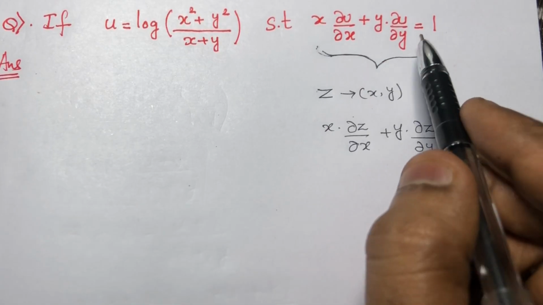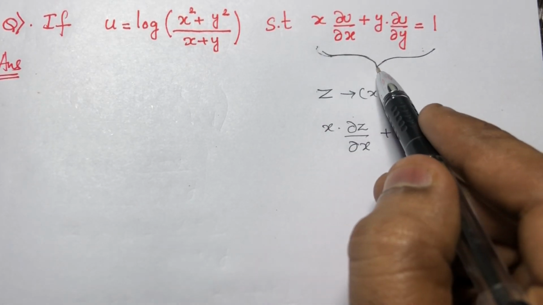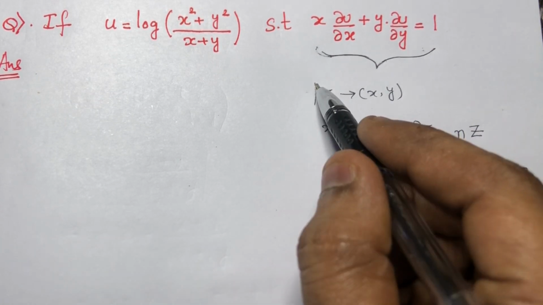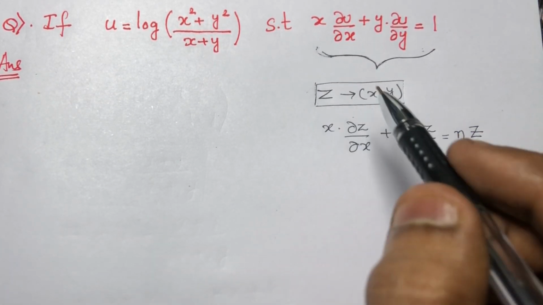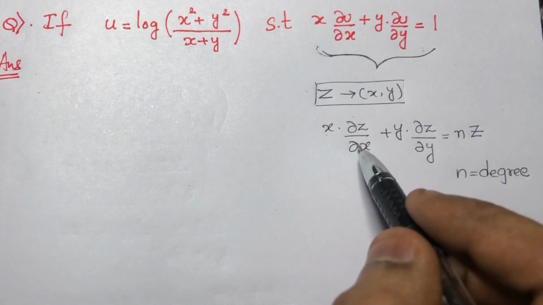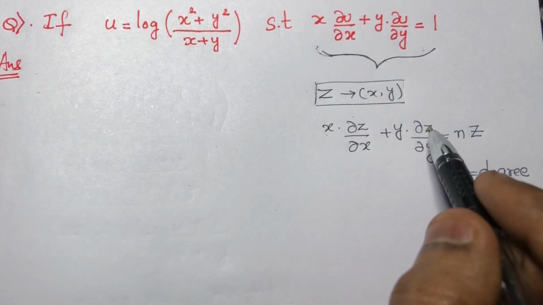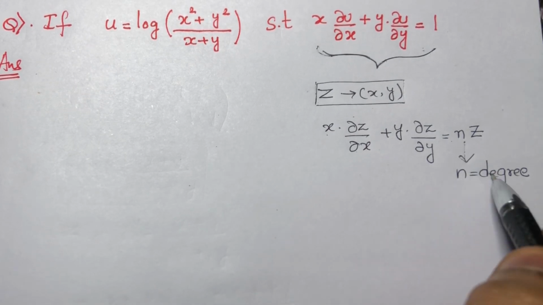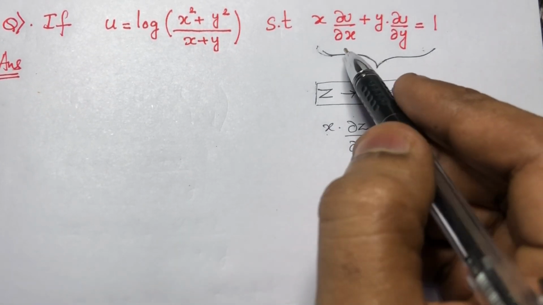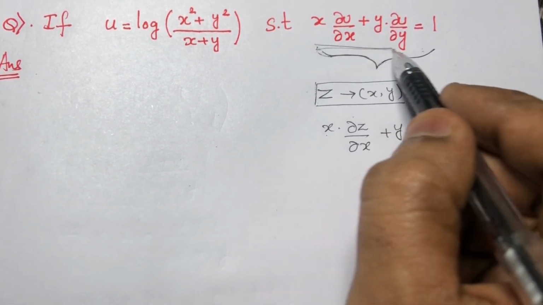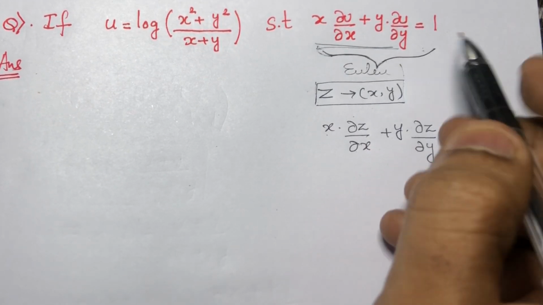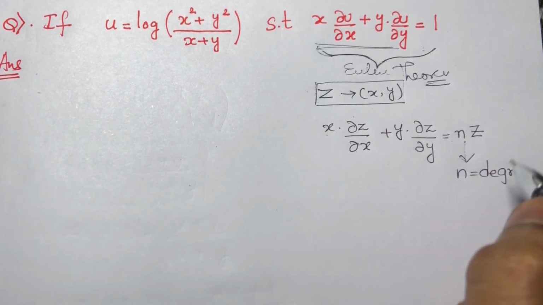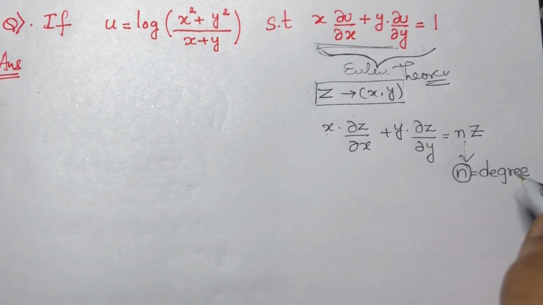Okay. If you observe, this is Euler's theorem. What is Euler's theorem actually? If z is a function in terms of x comma y, then x into dou z by dou x plus y into dou z by dou y is equal to nz. Here n is the degree. So as soon as you see the question, you can identify it is Euler's theorem. Clear? So for the purpose of Euler's theorem, I need to find first what is n.